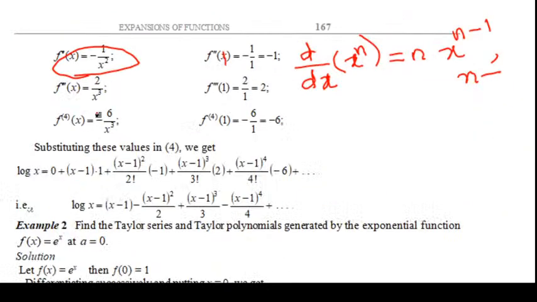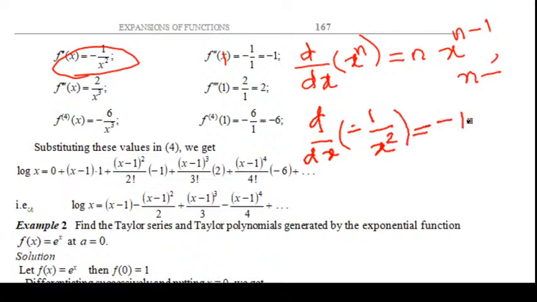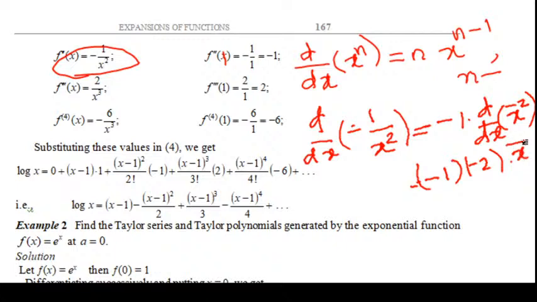What is f triple prime of x? F triple prime of x is nothing but d by dx of negative 1 by x square. That is equal to negative 1 times d by dx of x raised to negative 2, which is equal to negative 1 into negative 2 into x raised to negative 3. So negative 1 into negative 2 becomes 2. X raised to negative 3.